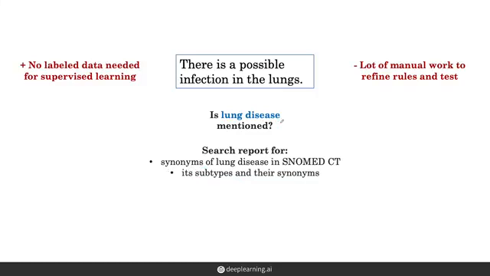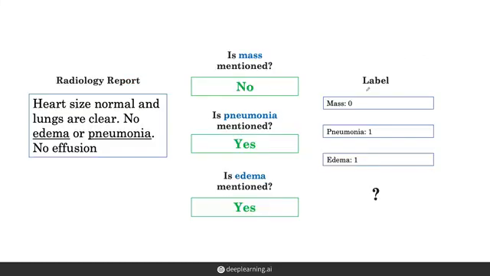The advantage of this approach, which we can call a rules-based approach of finding mentions of observations, is that we don't need any data for supervised learning. The disadvantage of this approach is that there is a lot of manual work to refine these rules based on what is working and what is not working. We can apply this approach to several observations to see whether they are mentioned or not.